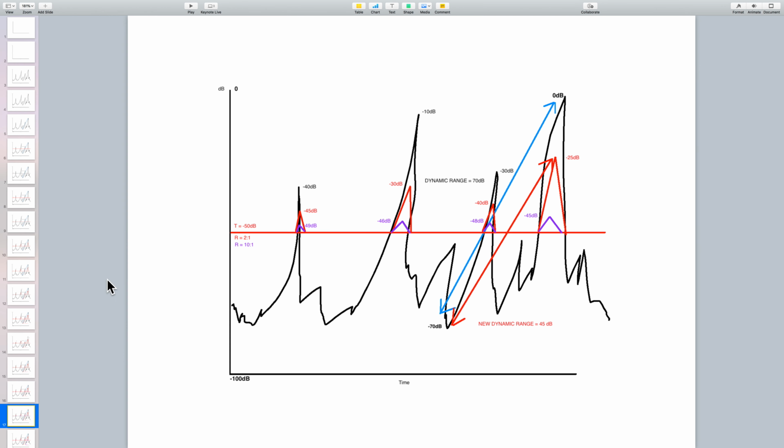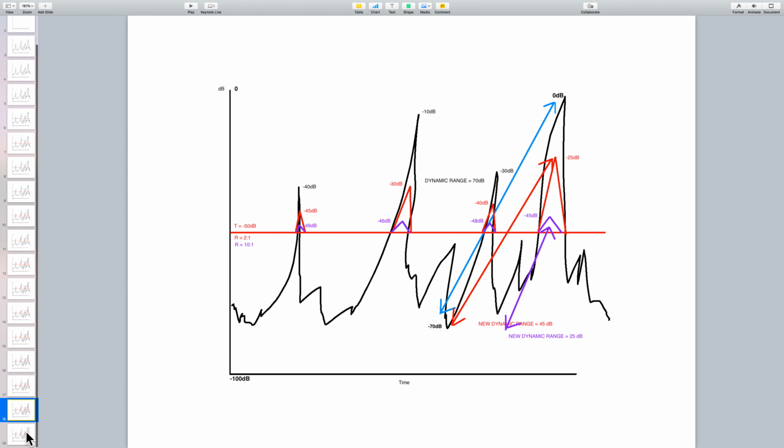Let's look at the next screen. So now, what's our new dynamic range? Well, it's the difference between minus 70 dB and our biggest peak, which is minus 45. And the difference between minus 70 and minus 45 is only 25 dB. So now we've reduced our dynamic range from 70 dB to 25 dB. Quite a huge difference. And now our headroom is 45 dB.